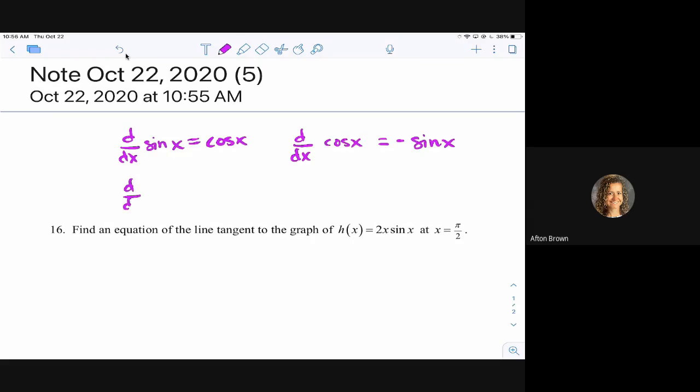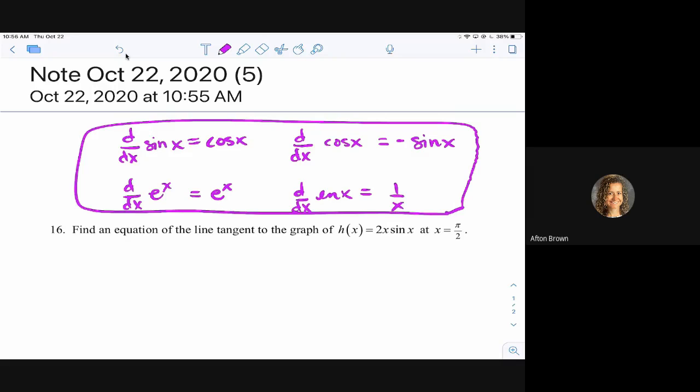We've memorized the derivative of e to the x. What's the derivative of e to the x? E to the x. And the derivative of natural log of x? 1 over x. Okay, so make sure you know these, product rule and motion.